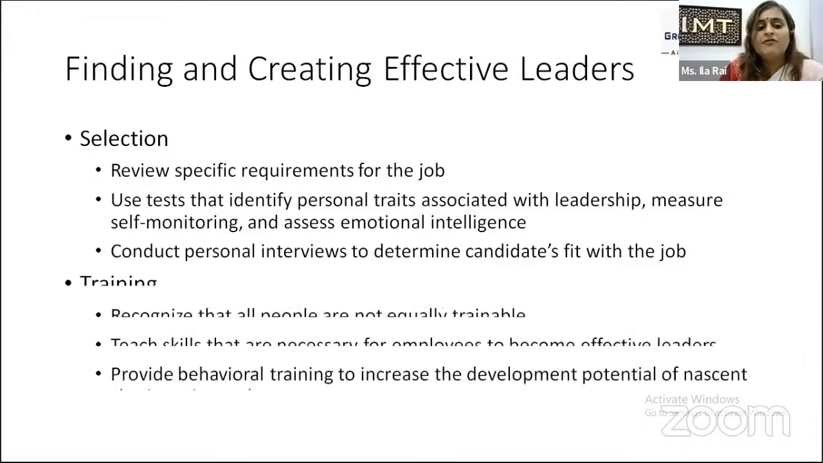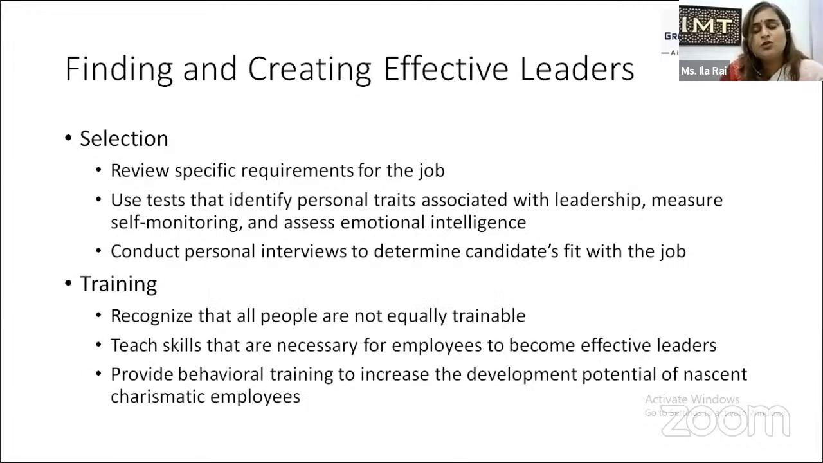When you have selected a person who shows the leadership qualities or leadership traits, you can start training them. You have to recognize that all people are not equally trainable. So somebody can be on level 1 and the other person can be on level 3. So you have to provide them different types of training based on their level. You have to teach them skills that are necessary for employees to become effective leaders and provide behavioral training to increase development potential for nascent charismatic employees.